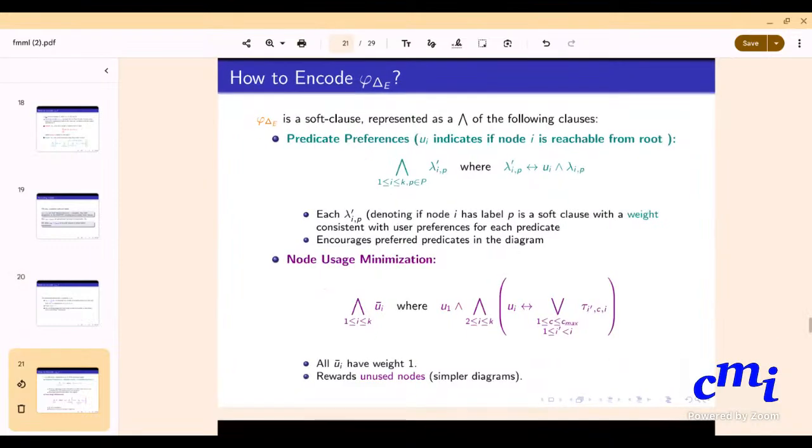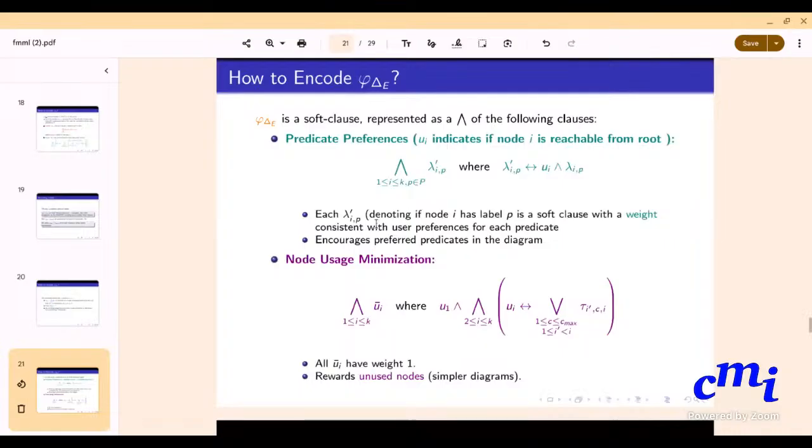And finally, how to encode the explainability measure. Here I have weights that are consistent with user preferences. Each soft clause has a weight that is consistent with the user preferences for each predicate. Yes, I think you have it done correctly.